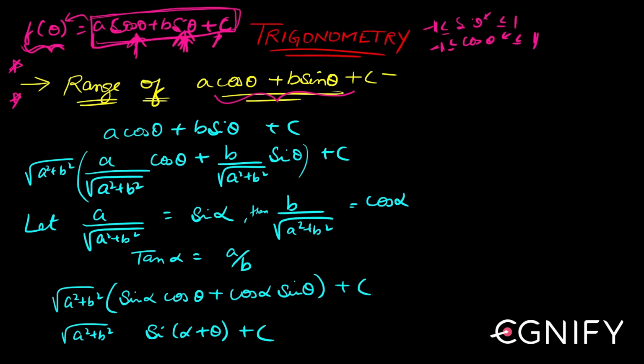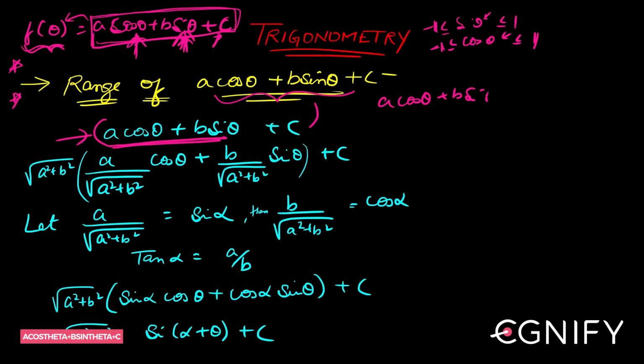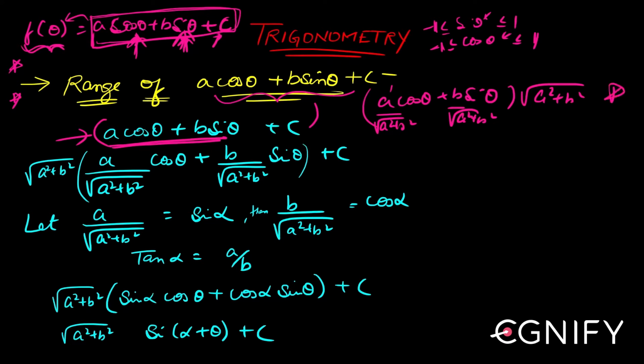So what are those values? What is the minimum value? What is the maximum value? That is what we are going to look at. So let this be your function. Remember, whenever you come across something like a cos theta plus b sin theta, you need to divide by under root a square plus b square, and you need to multiply it with that. Remember, this is a very, very crucial step.